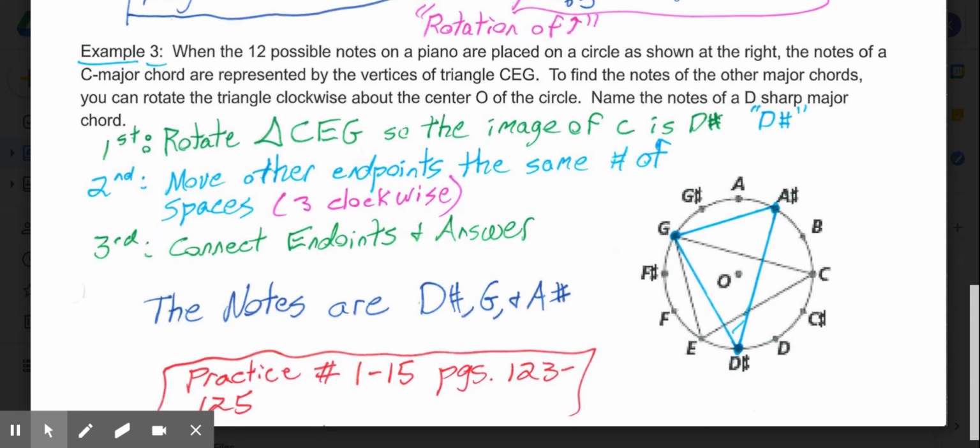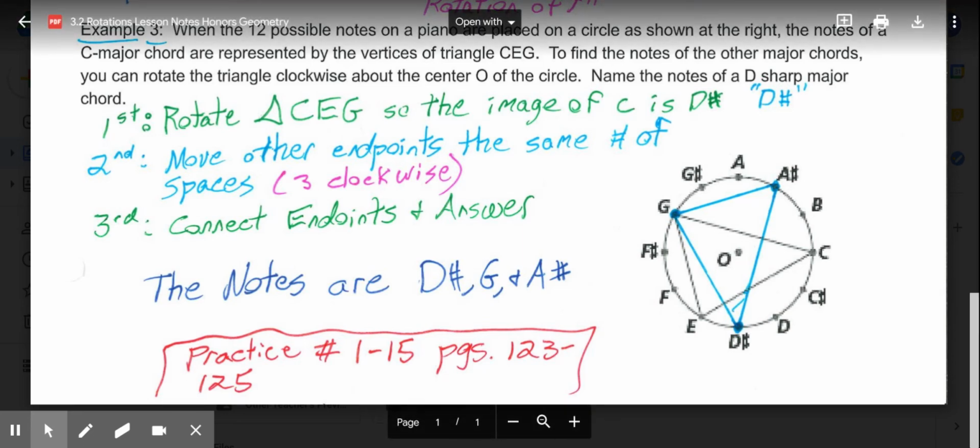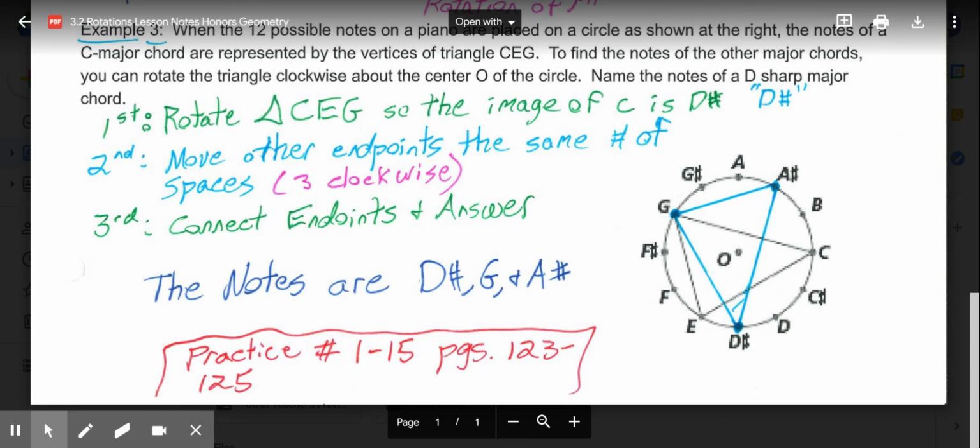And then we get into example 3. In example 3, it says there are 12 notes on a piano that are placed on the circle shown at the right. So all of our notes are here: A sharp, B, C, C sharp, D, D sharp, E, F, F sharp, G, and G sharp. So all of our notes are equally spaced around a circle.